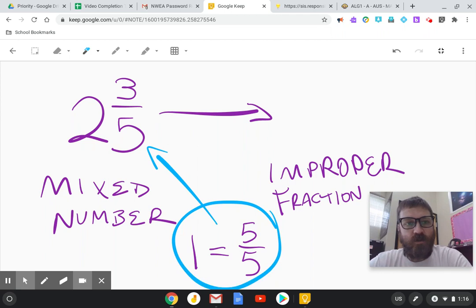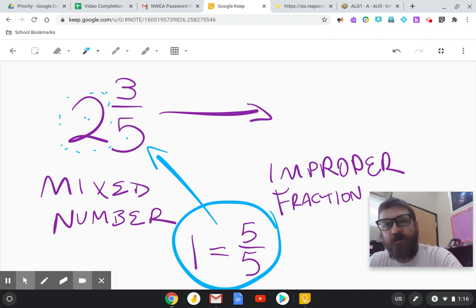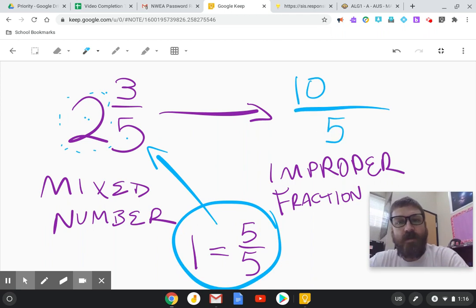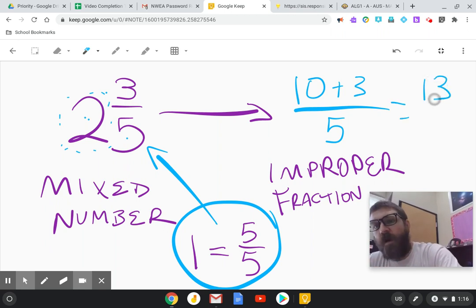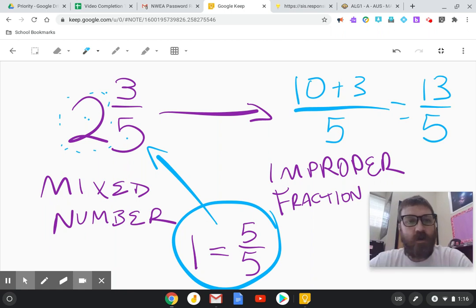Well, because there are two whole numbers here, all I have to do to find the improper fraction is multiply the whole number times the denominator. So in this case, 2 times 5. So 2 times 5 is 10. And then the 3 is going to stay there. And so the improper fraction for 2 3/5 is 13/5.